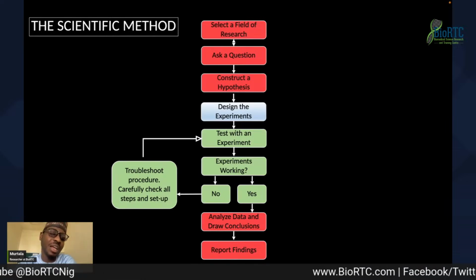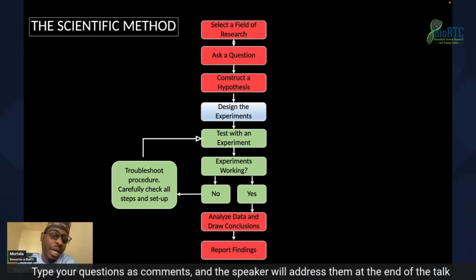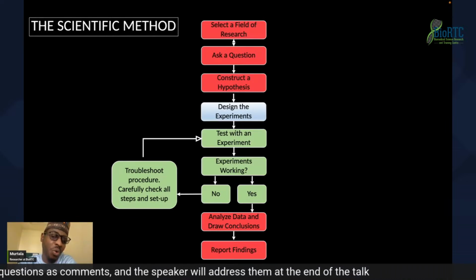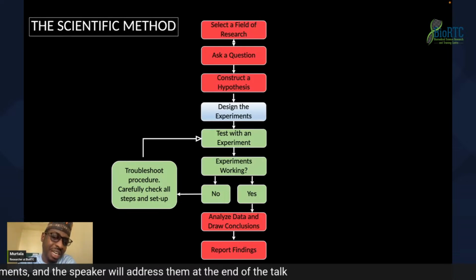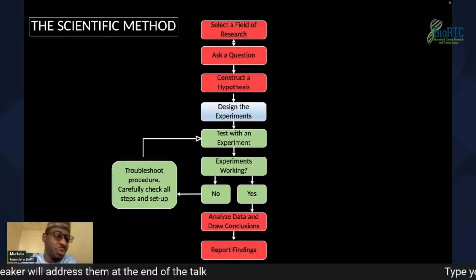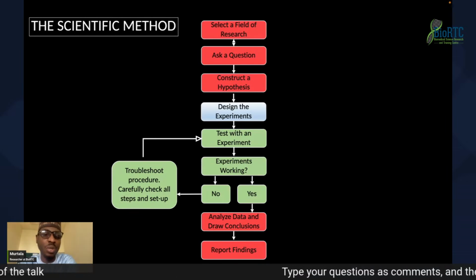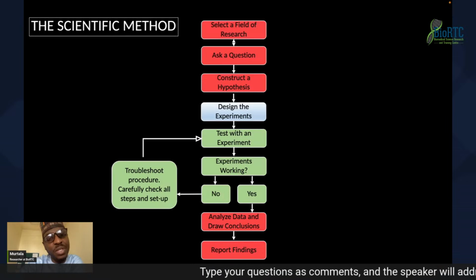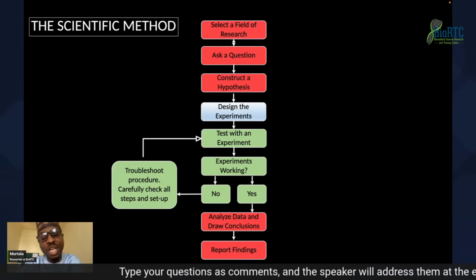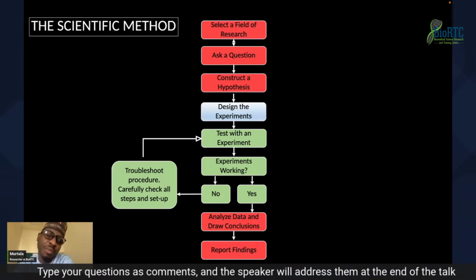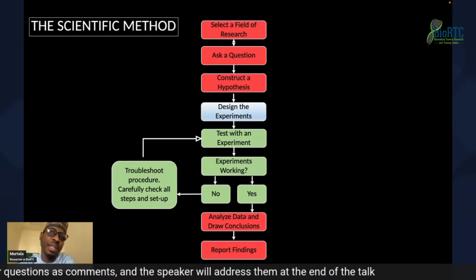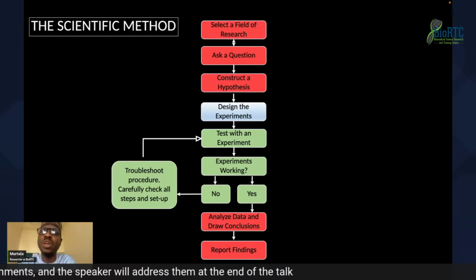Sometimes it's an iterative method where you go on and do the experiment and it's not working, or the question you ask is not answered. You have to go back and troubleshoot the procedures, carefully check what is happening, then you come back and test with experiments. So in all these research pipelines, where does BioRTC chip in terms of improving research?